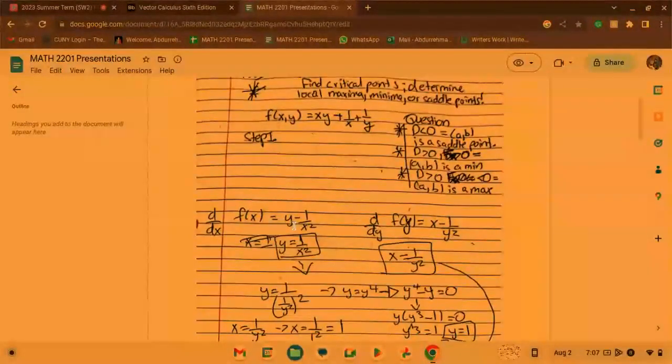So f goes from 2-space to 1-space. It's not single variable calculus. You have 2 variables, so when we deal with 2 variables, we don't use the lowercase d anymore. We use the partial derivative sign: partial f, partial x. I didn't put that sign, I just made it easier for myself to understand.